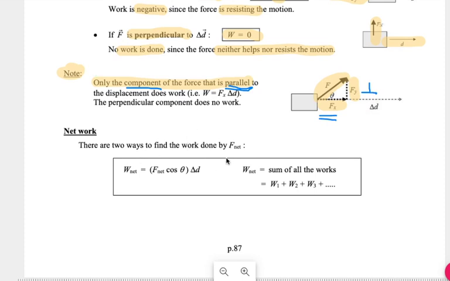So there's two methods to determine the net work, kind of similar to how we determine net force, but now we're taking it one step further and multiplying that net force by that distance or displacement. So net work is equal to net force times the cosine of the angle. Essentially, in this part we're finding the parallel component.